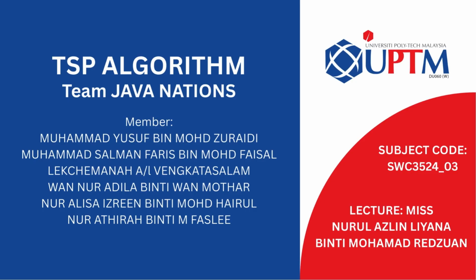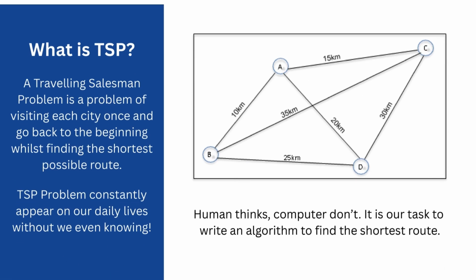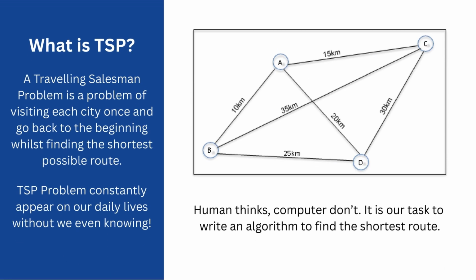We are from University Polytech Malaysia and we are going to discuss the TSP algorithm. A travelling salesman problem is a problem of visiting each city once and going back to the beginning while finding the shortest possible route. This means that the TSP problem requires us to find the shortest path whilst allowing us to visit each city once and go back to the beginning city.